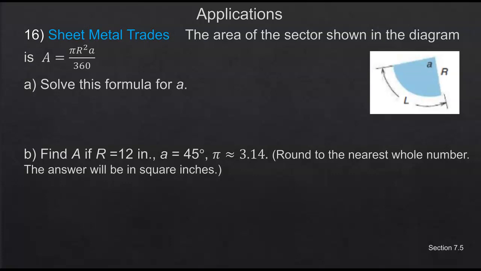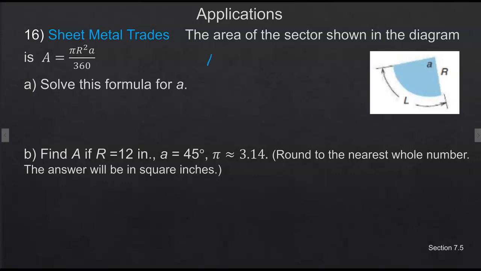This is an example from 7.5. Sheet metal trades. The area of the sector shown in the diagram is A equals pi times the radius squared times a, all divided by 360. And it says solve this formula for a. Now notice we have a capital A and lowercase a. They do mean something different in the formula. So in this case we're solving for the lowercase a.